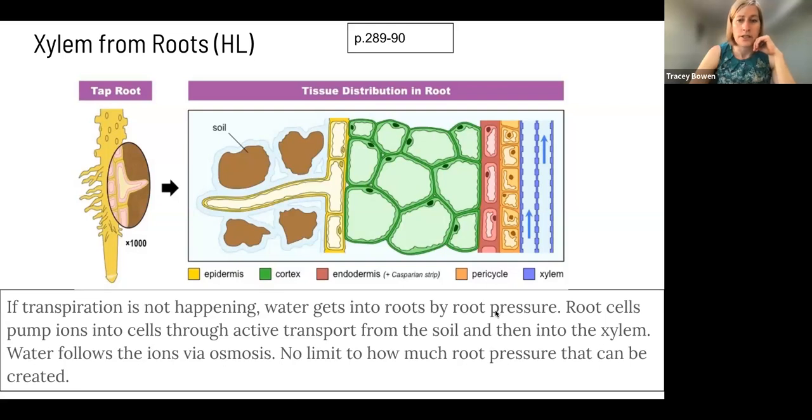And there's no limit to how much root pressure can be created. It's solely generated by the concentration of ions that the plant is able to generate.